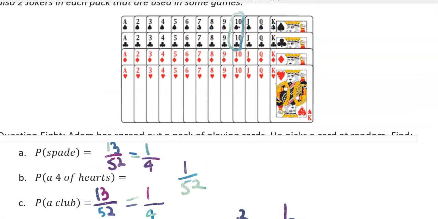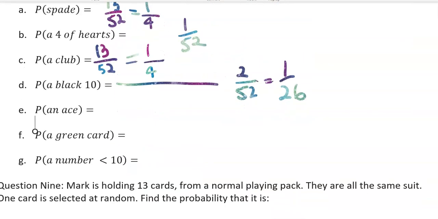Probability of an ace. If you have a look at your deck of cards, you'll find there are 4 aces. So there's 4 aces in the whole pack. There are 52 cards in total. 4 out of 52. We need to simplify. Let's divide top and bottom by 4. How many 4s in 4? There is 1. How many 4s in 52? There is 13. So we've got a 1 in 13 chance of choosing an ace.